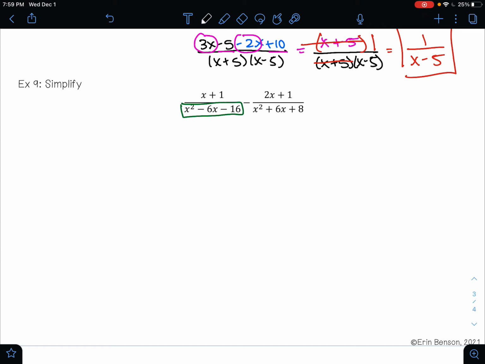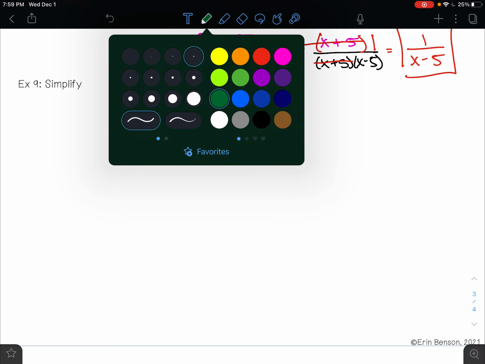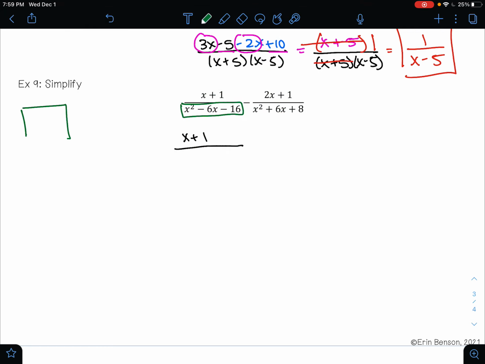So I'm going to have x plus 1 in my numerator. And in my denominator, I'm going to use the area model because there is no GCF there. First term goes in the first box. Last term goes in the last box. You always want to multiply your first number by your last number. So here I'm looking for factors of negative 16 that add to negative 6. And that's going to be negative 8 and positive 2.